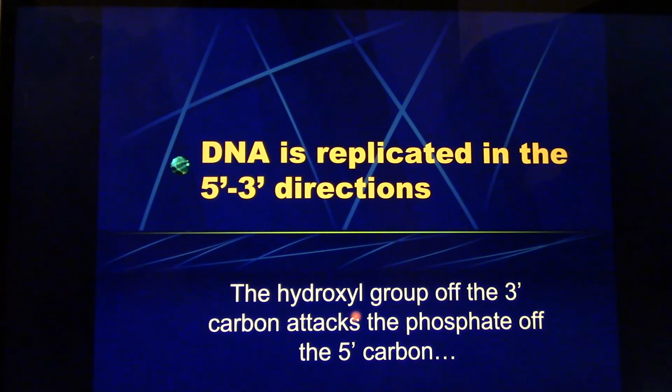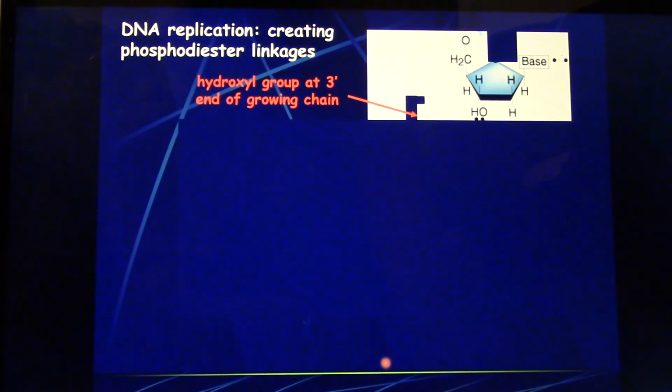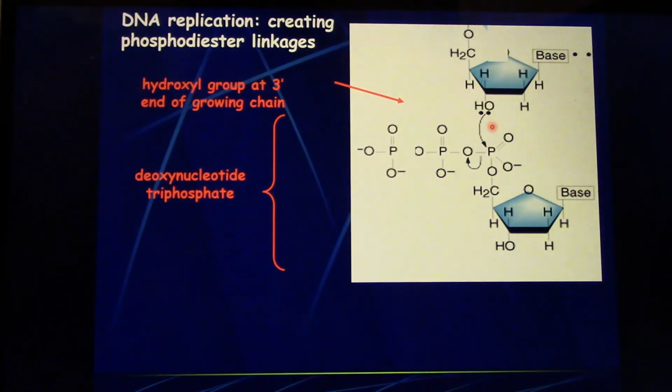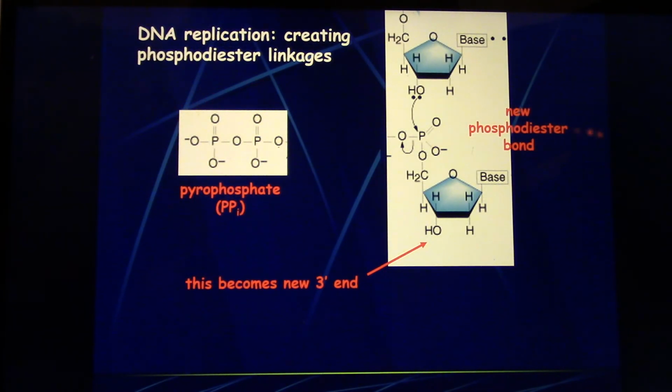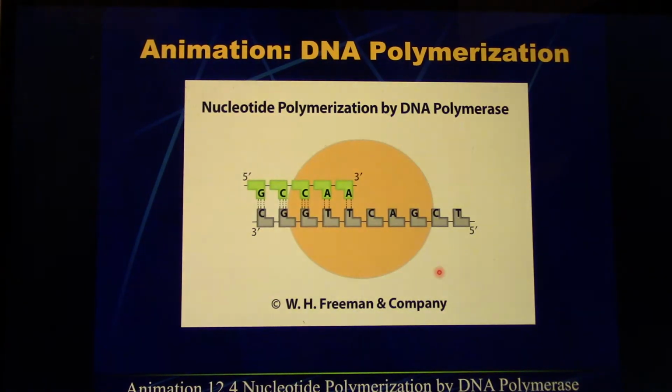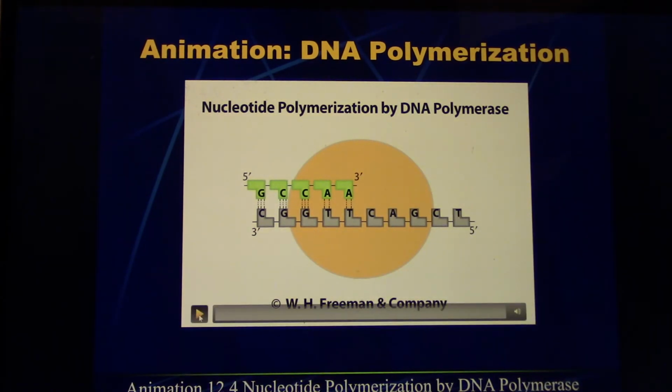DNA is replicated in the 5' to 3' direction. The hydroxyl group off the 3' carbon attacks the phosphate on the 5' carbon thusly. So we've got our extra electrons on our hydroxyl group, and they're going to attack the phosphate group, the two inorganic phosphates leaving you with a phosphodiester bond. And then we have a new 3' end that can attack the next phosphate. And this is shown in this animation, which I'm going to show part of.